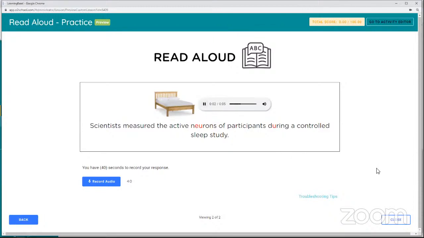Scientists measured the active neurons of participants during a controlled sleep study.